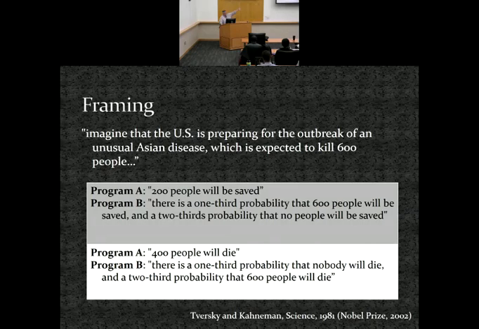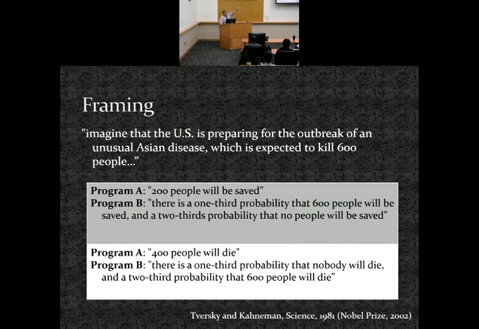Said, you're the public health officer and you have to choose program A or program B. Program A, 200 people will be saved. Program B, there's a 1/3 probability that 600 people will be saved. So from an expected utility theory lens, those are identical. 200 and 1/3 of 600 are identical. The difference is one is conservative and one is risky.